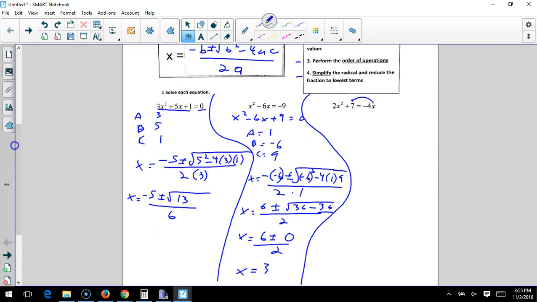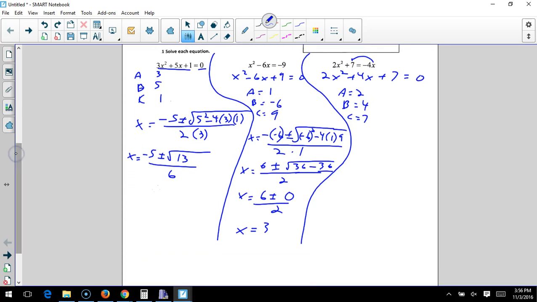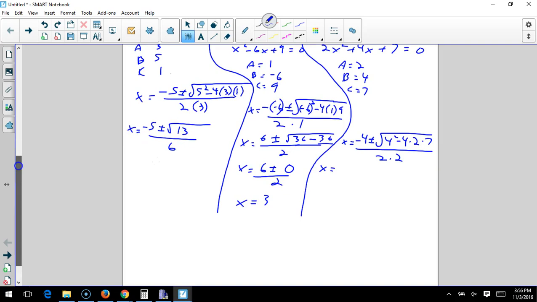And now, once again, we have to move this over. So we have 2x squared plus 4x plus 7 equals 0. Well, A is 2, B is 4, and C is 7. X equals the opposite of B plus or minus the square root of B squared minus 4 times A times C all over 2A. That is 16 minus 2 times 4 is 8 times 7 is 56 over 4.